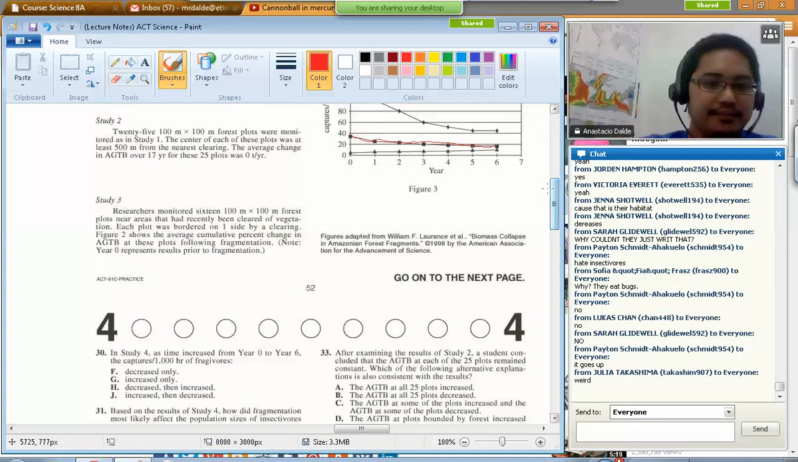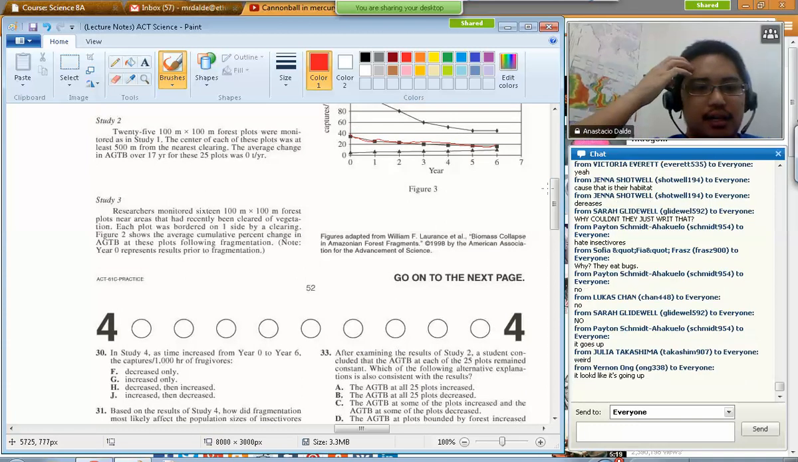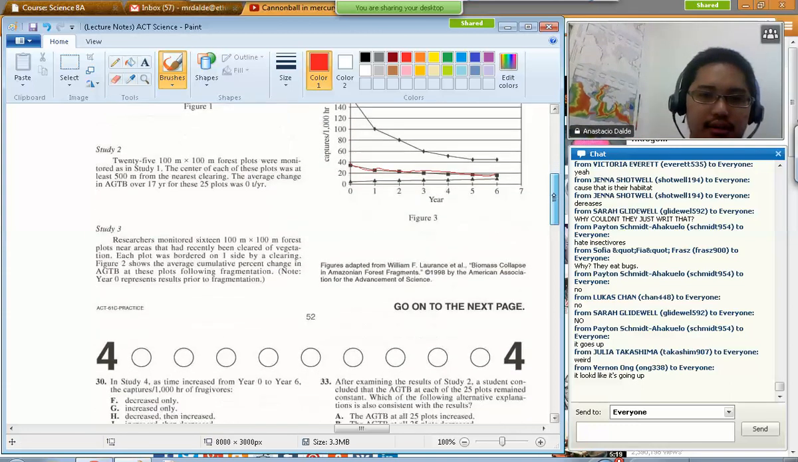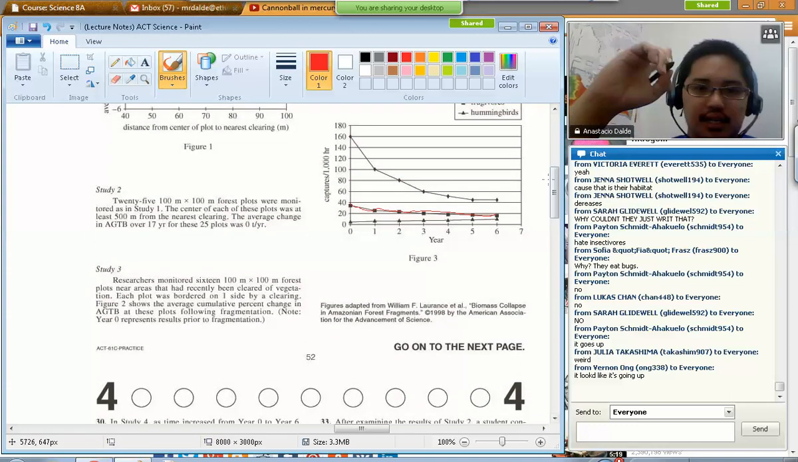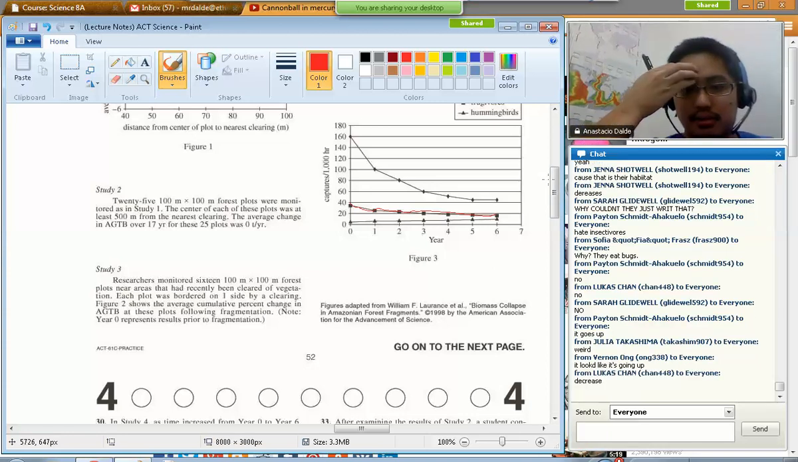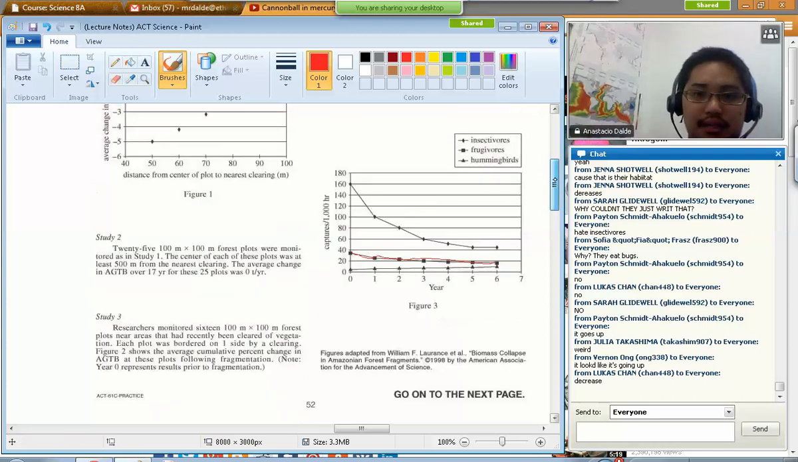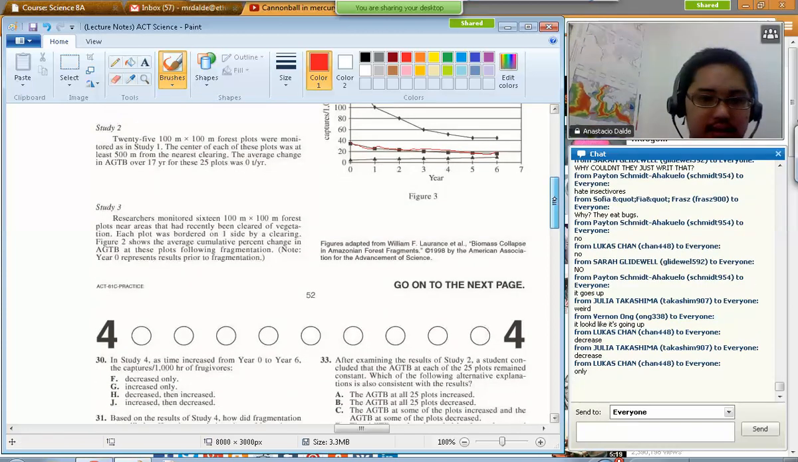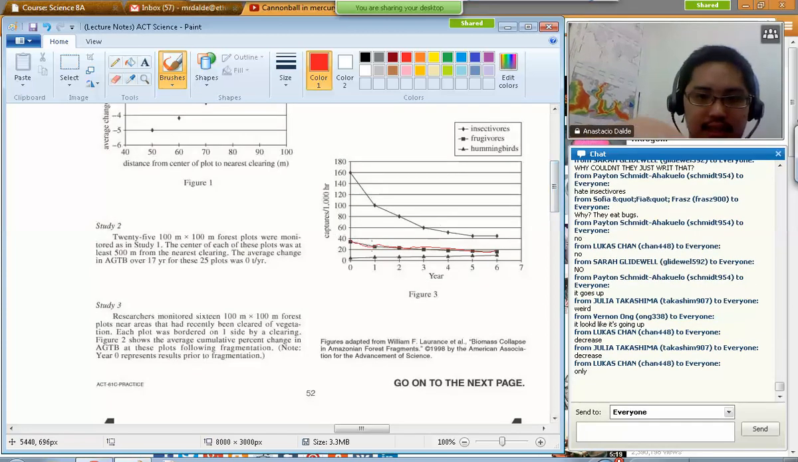So let's try this. In Study 4, as time increased from year 0 to year 6, the captures of frugivores did what? From year 0 to 6, the captures of frugivores did what? Did they increase, decrease, go up, go down, stay the same? What do they do? They increase because the frugivores are the one in the middle, and they still look like they decreased.